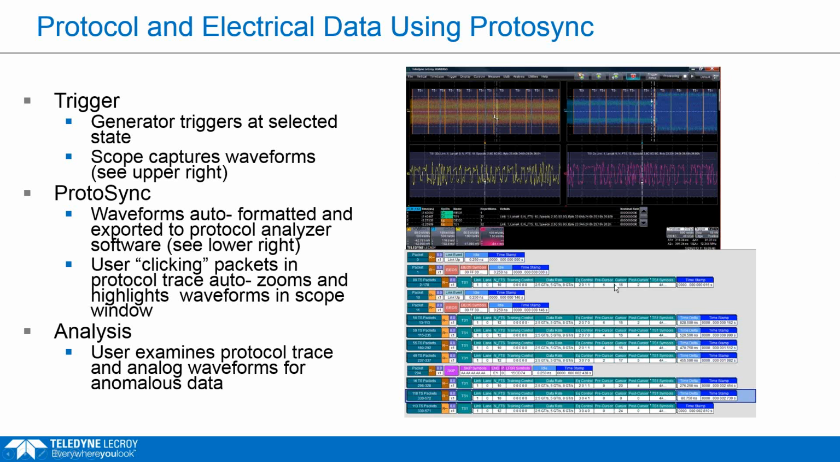And actually with Protosync, you can click on a packet in the protocol view, and it's hyperlinked back to the electrical view, so it'll zoom to the location of that packet in the electrical waveform. So we can identify something like, for example, a preset request in phase 3. We can click on that, and we can see exactly where the request was sent in the electrical waveform.